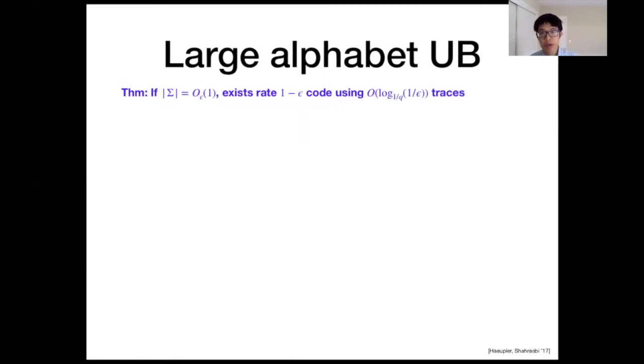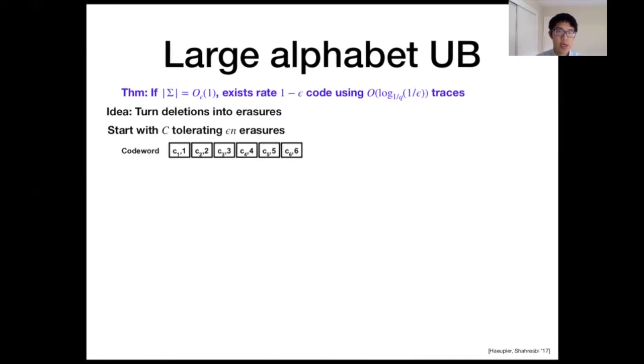So now we'll turn to our large alphabet upper bound. We show that there exist rate 1 minus epsilon codes over a sufficiently large constant alphabet that use log 1 over epsilon traces. The basic idea is to turn deletions into erasures somehow. So let's start with a code that tolerates epsilon n erasures. And let's cheat. Let's attach to each c_i the index i, and we'll fix this problem later. So now our codeword looks like the one shown, where the symbols are a combination of codeword symbol and an index.